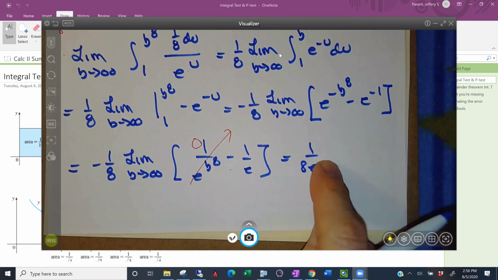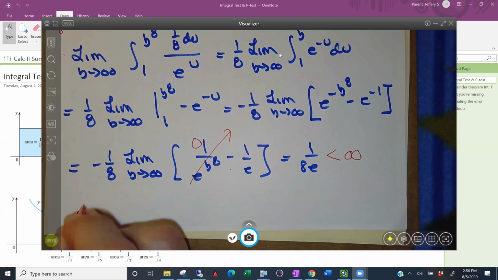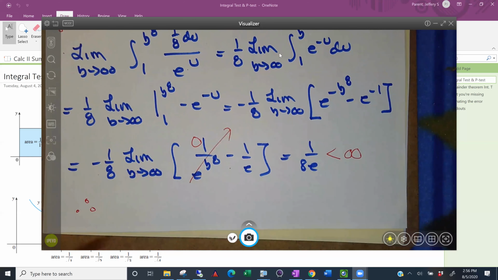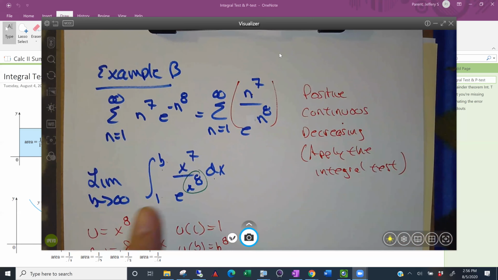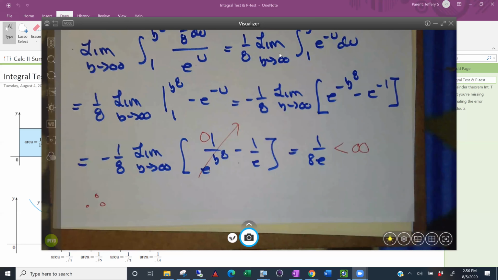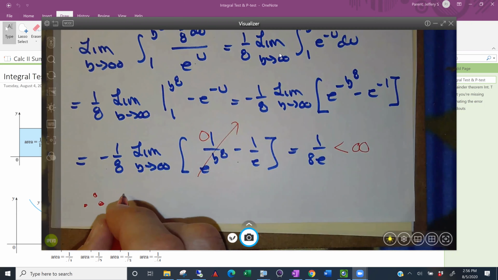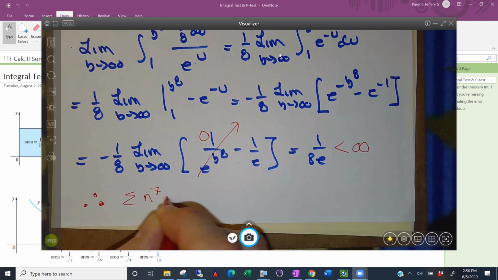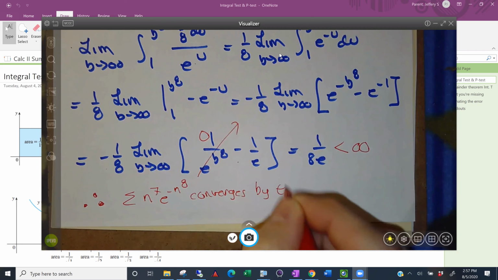All right. That's not quite where we finished, though. That's less than infinity. It's finite. Therefore, what can we conclude? Well, remember way back up here, this started out as a summation problem. We wanted to see if this converged. Because this is finite, therefore, and I'm being a little bit mathematically lazy here, this series, n to the 7th, e to the negative n to the 8th, converges by the integral test.